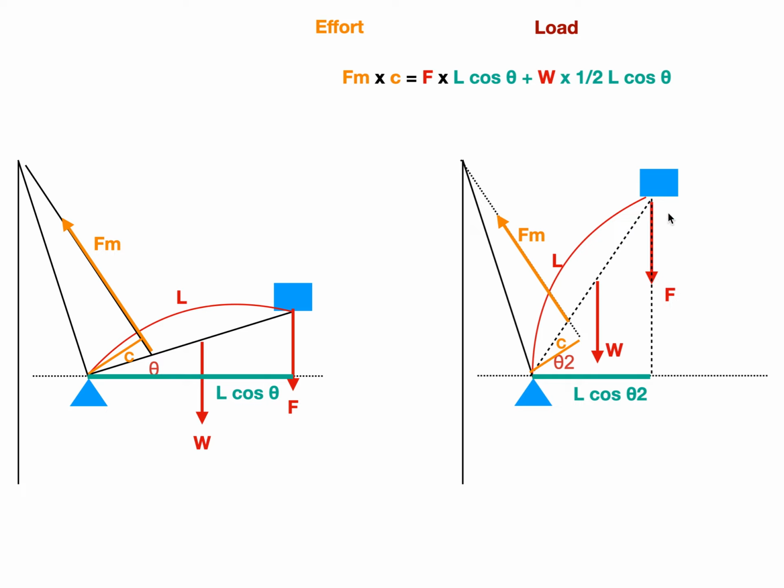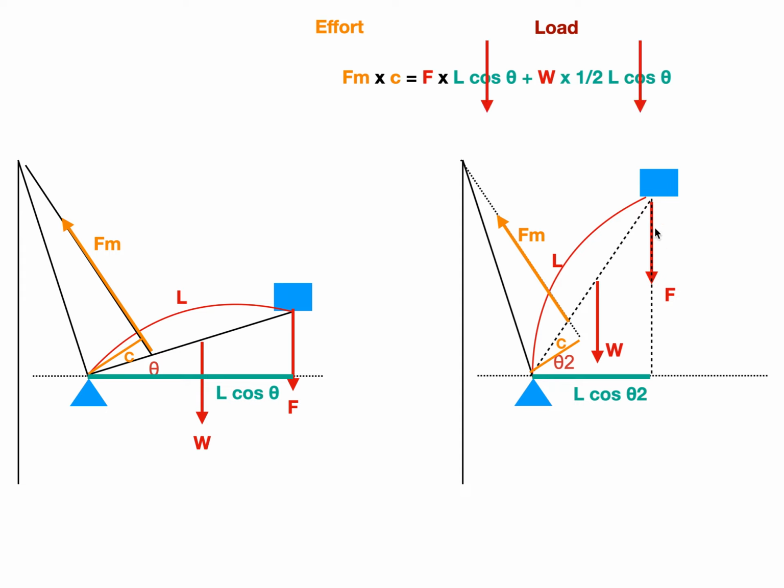All right, the force didn't change, right? F is still here, W is still here, but the moment arm decreased a little bit, right? Because it changed from theta to theta 2, and theta 2 is higher, so cosine theta 2 would be a smaller number. So L cosine theta 2 would be smaller than L cosine theta here. And you can visualize it like the distance is shorter here.